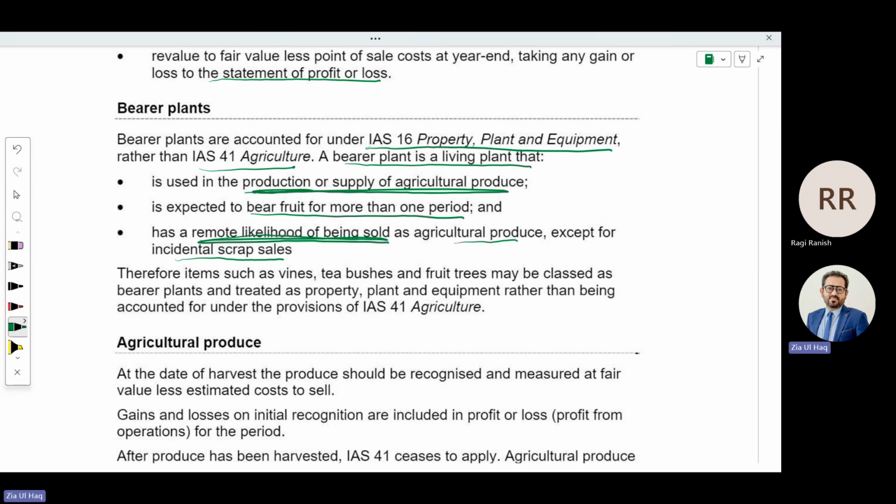So bearer plant will not be part of IAS 41 agriculture asset, meaning biological asset. Therefore, items such as vines, tea bushes and fruit trees may be classed as bearer plant and treated as property, plant and equipment, rather than being accounted for under IAS 41 agriculture asset.